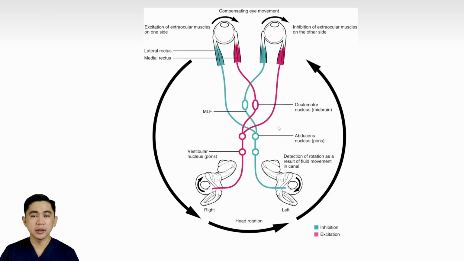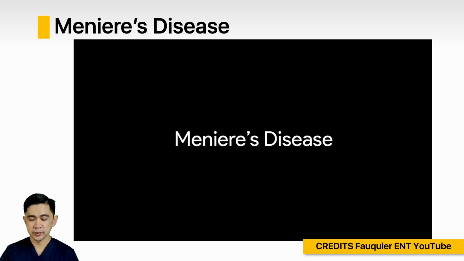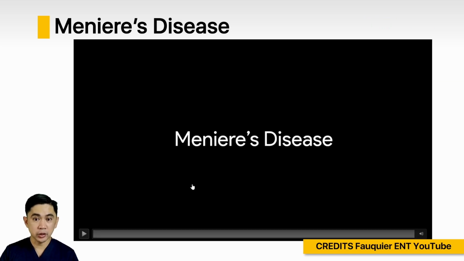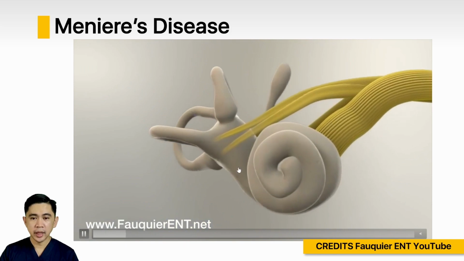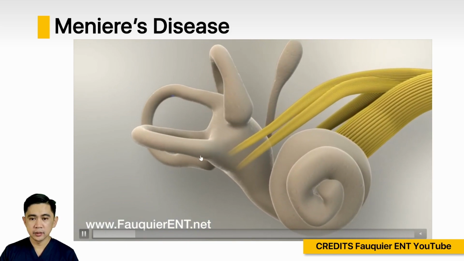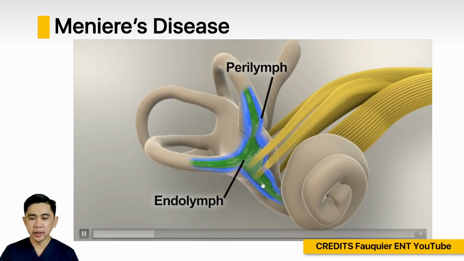Now, let's go back to this picture again. If we put more fluid inside our inner ear, as well as in the semicircular canals, you will have more stimulation, and this will result in nystagmus as well as vertigo. So here's a video explaining the pathophysiology of Meniere's disease. Again, we have the inner ear, and we'll see inside the membranous labyrinth. The green one is the endolymph. It is surrounded by the perilymph. Now, this is in a healthy individual.